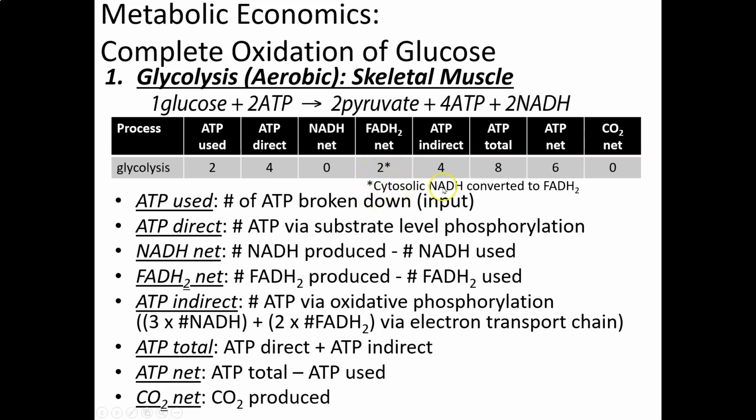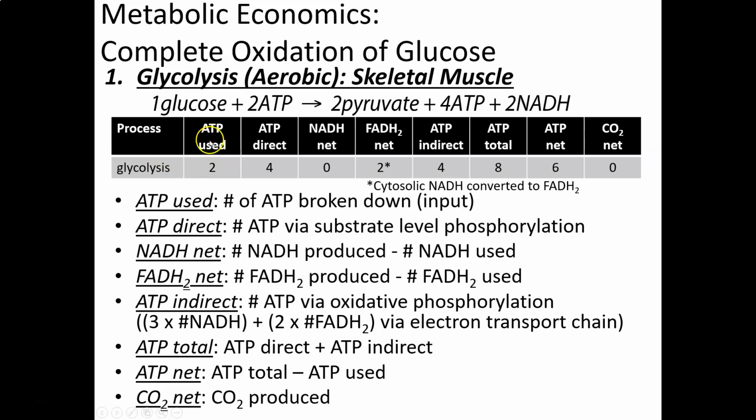Okay, so the cytosolic NADH, that means the NADH produced in glycolysis in the cytosol, gets converted to FADH2 in skeletal muscle. And once you do that, everything else is the same. So FADH2 net, we have 2, right? And so that's where the difference is. But everything else is the same.